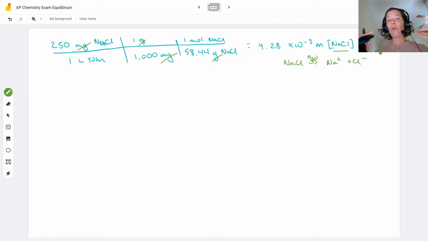other. You do want to be careful with that, because if we had magnesium chloride, then it'd be MgCl2, and so we wouldn't have this 1-to-1 ratio. We'd have a 1-to-2 ratio.